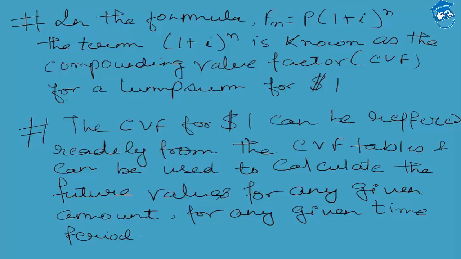For such huge numbers, it is always advisable to refer to the ready-made tables, with the help of which we can arrive at the future value. But the conceptual framework is the same which I just talked about with you. The CVF for $1 can be referred to readily from the CVF tables and can be used to calculate the future value of any given amount for any given time period.